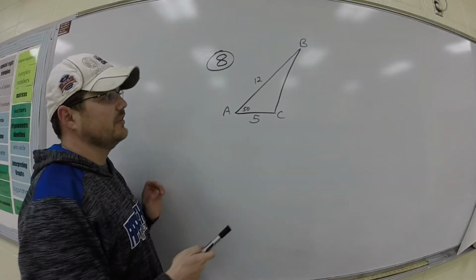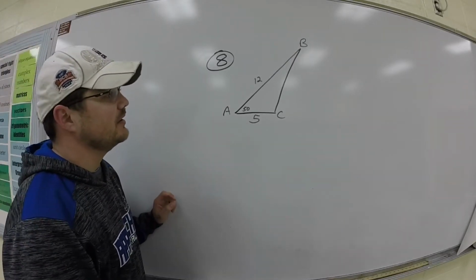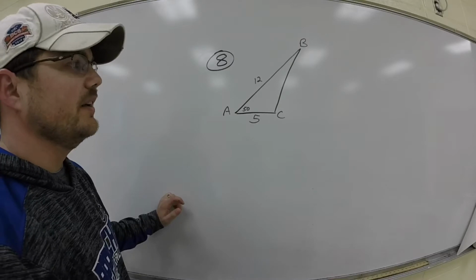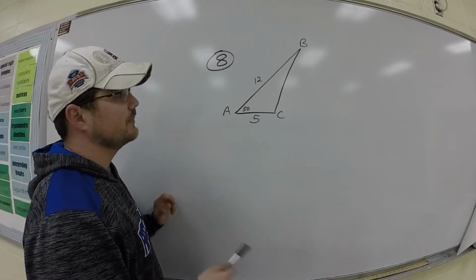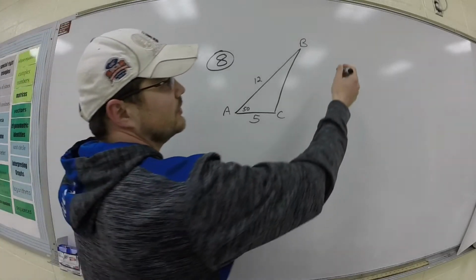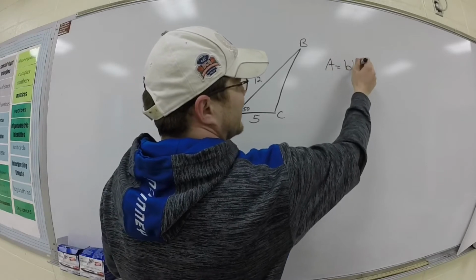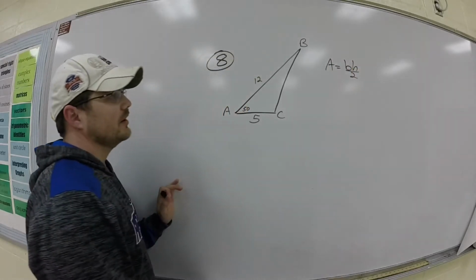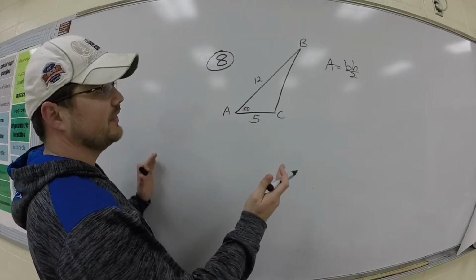Number 8 wants us to find the area of triangle ABC. There's two ways to do this. You need to know both ways. We know the area of a triangle is base times height divided by 2. Okay, so there's two ways we can get the height.